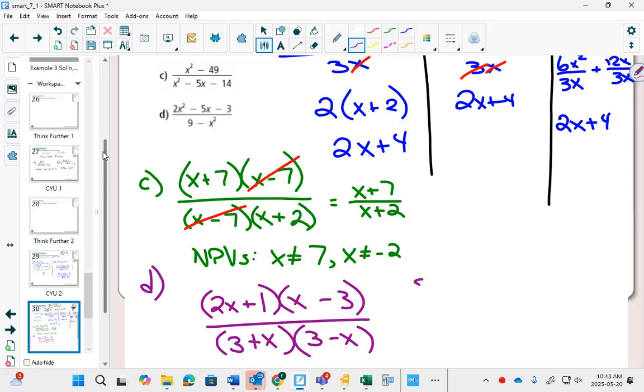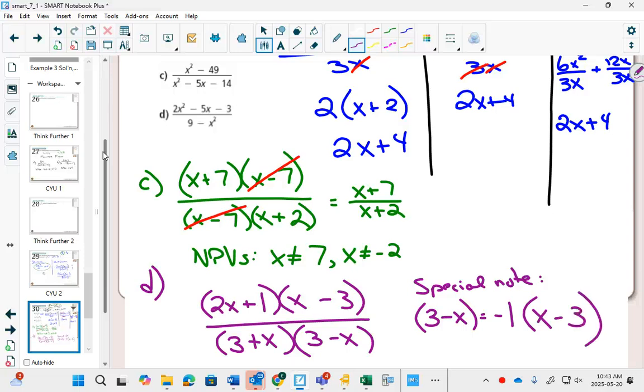However, maybe we want to write this as a special note. And you recognize the special note when things look really close. Like you see, oh, here I have an x minus 3, and here I have a 3 minus x. The special note says if you have something like that, take the 3 minus x and pull out a minus 1. If you pull out a minus 1, do you see that that would make the inside the 3 negative and the x positive? So if the x is positive, I'm going to write it first, and the 3 is negative, I'm going to write that second. That makes negative x minus 3.